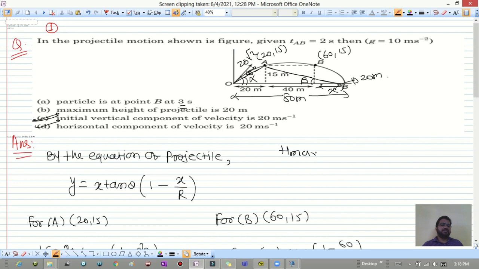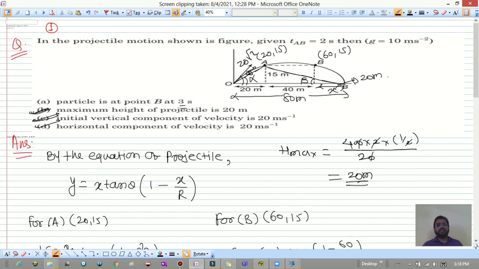What is the maximum height? H max is equal to u squared sine squared theta divided by 2g, that is u squared is 400 into 2, into sine squared theta is 1 by 2, divided by 2g as in 20. So this 0 gets cancelled, this 2 gets cancelled. We have 20 meter as the maximum height. So maximum height of projectile is 20 meter.